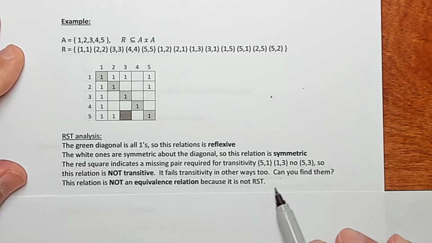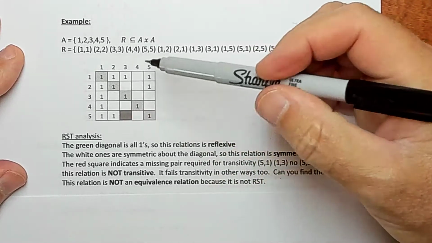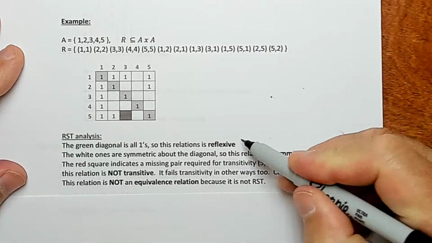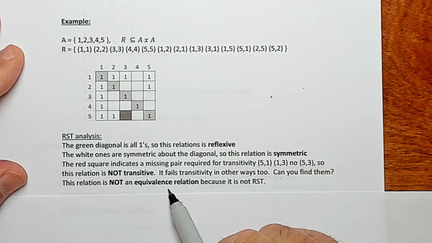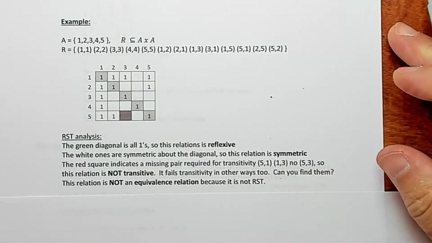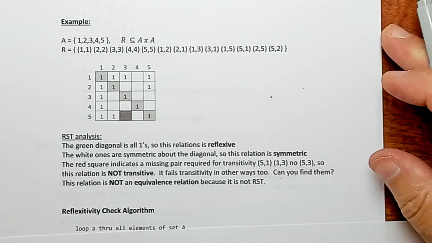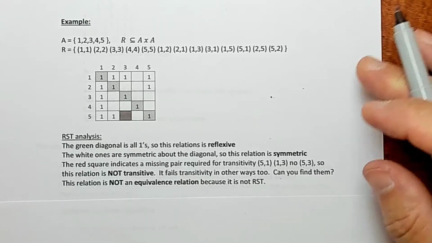I'm stating that it fails in other ways, but I'm leaving that up to you to find them. So anyway, this guy is reflexive, symmetric, but it's not transitive. Therefore, it's not an equivalence relation. Okay? So we want to write a program to do this.